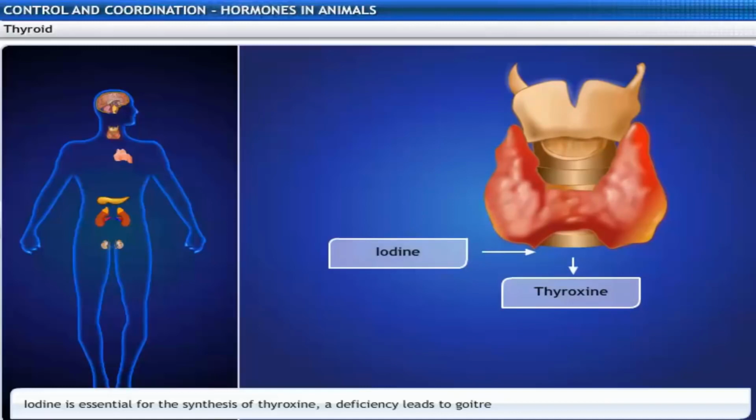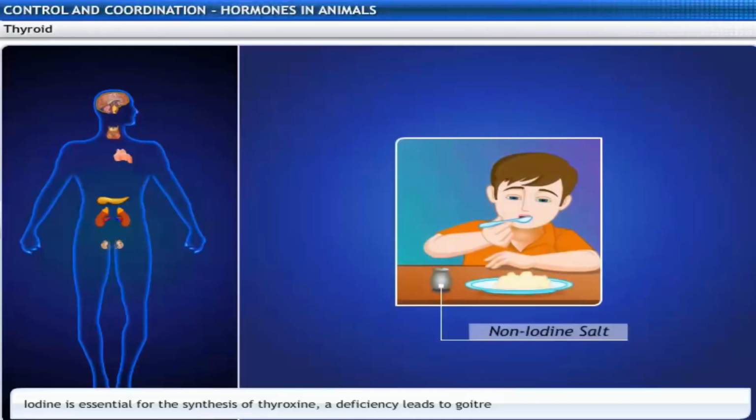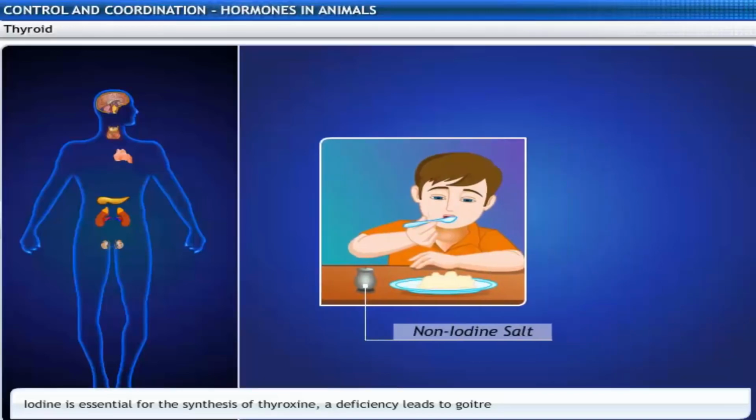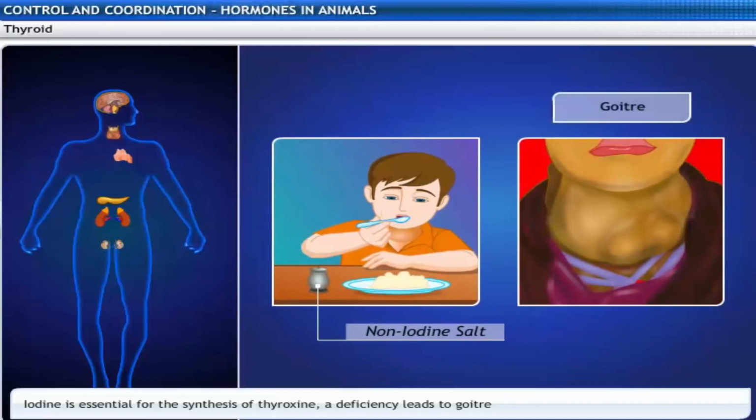Iodine is essential for the synthesis of thyroxine. A deficiency of iodine in our diet can lead to a deficiency of thyroxine, which may cause goiter. One of the symptoms of goiter is a swollen neck.